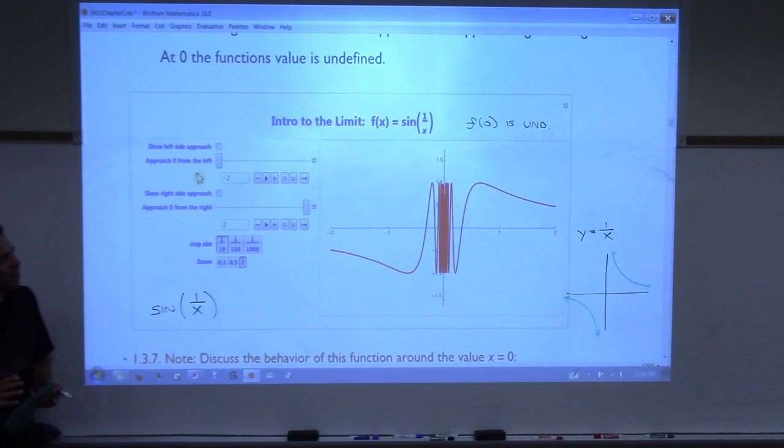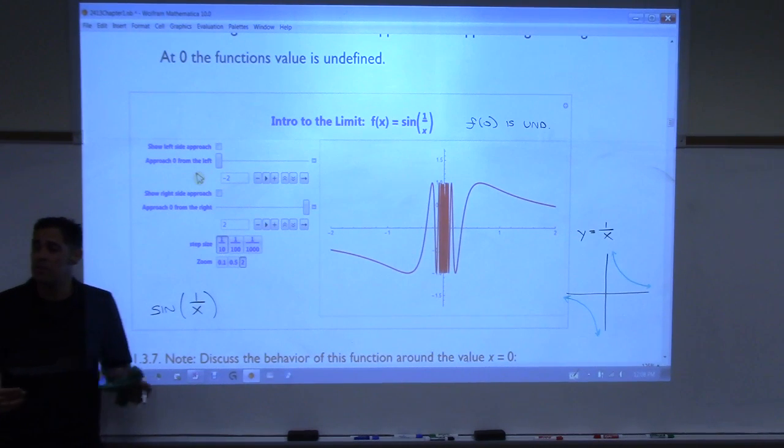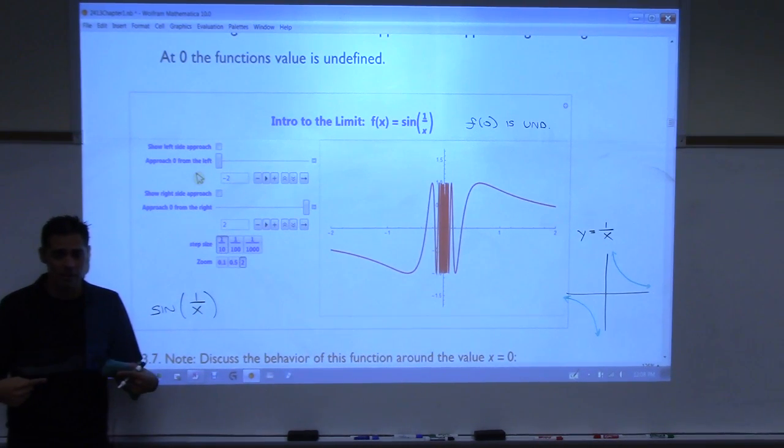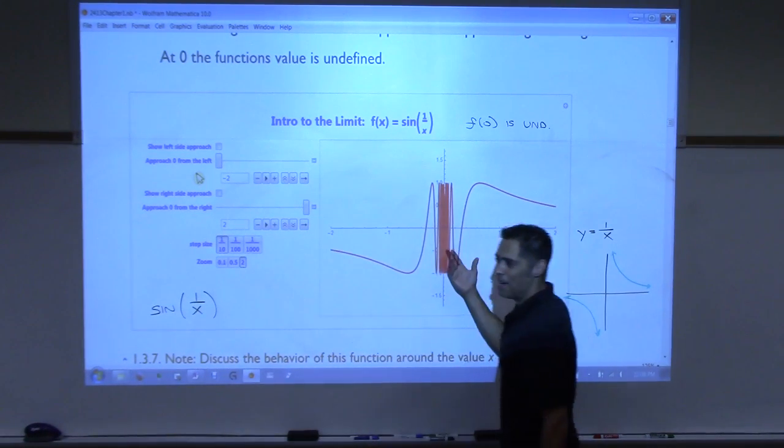My D's look like O's. I'm sorry. So we know we can't plug 0 in. The question is what happens near 0, right? As we come in from the left and the right? Somewhere like that. I don't know. Can you tell what's happening?